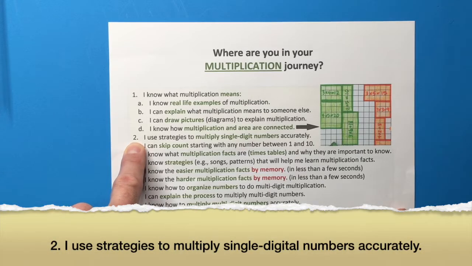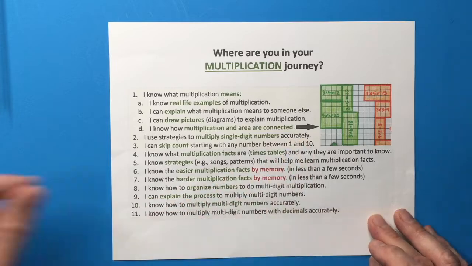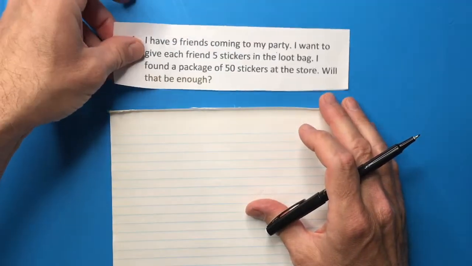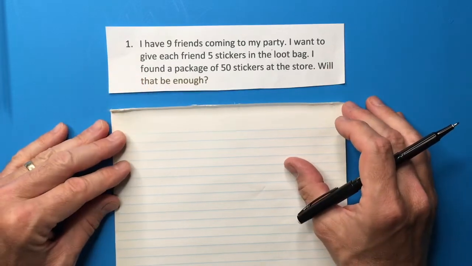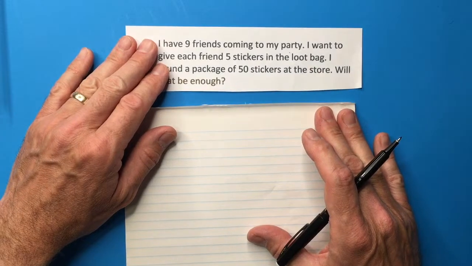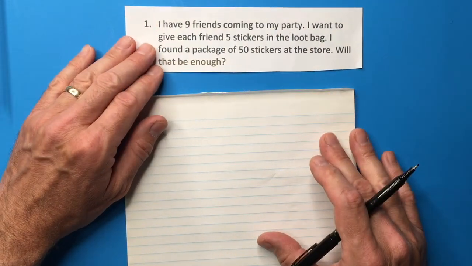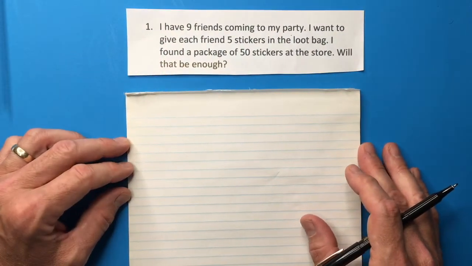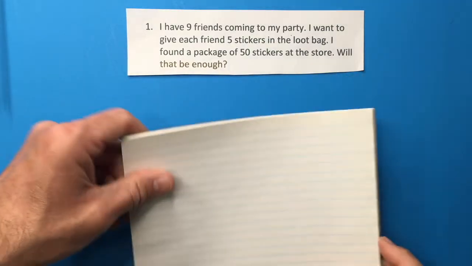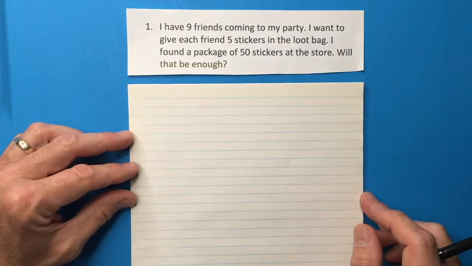I use strategies to multiply single-digit numbers accurately. So what that means is, if you have single-digit numbers that you're multiplying together, you can use a strategy. So here's a real-world problem, kind of like we talked about in 1A. I have 9 friends coming to my party, and I want to give each friend 5 stickers in the loot bag. I found a package of 56 stickers in the store. Is that going to be enough?